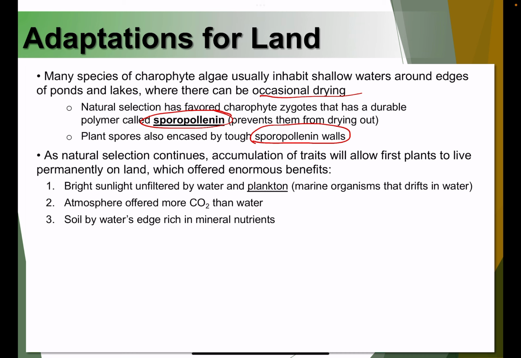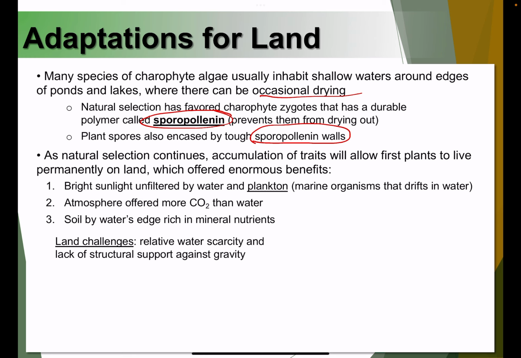First, bright sunlight can be unfiltered by water if the plants were to live on land. There's also plankton, which are marine organisms that drift in the water and can block out some of the sunlight. So without water and plankton, plants can have all the bright sunlight they need for photosynthesis. Second, the atmosphere on Earth offers a lot more CO2, or carbon dioxide, than water does. Third, the soil by the water's edge is rich in mineral nutrients that you can't get when plants or algae live in water.